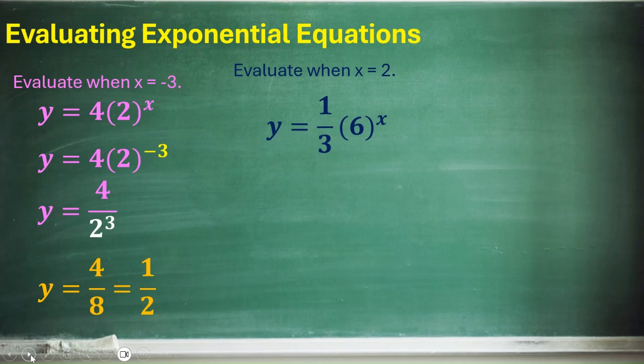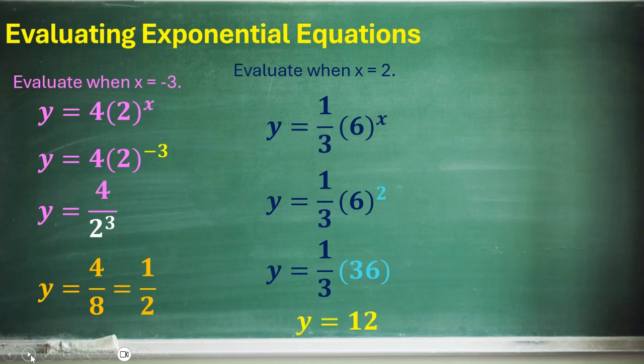Let's do it again. We are looking at y equals 1/3 times the quantity 6 to the power of x. And we are evaluating this equation when x equals 2. That means we're just going to plug in 2 everywhere we see x, and then we're going to simplify. So 6 squared is 36. We multiply that by 1/3, and we get a simplified y value of 12.